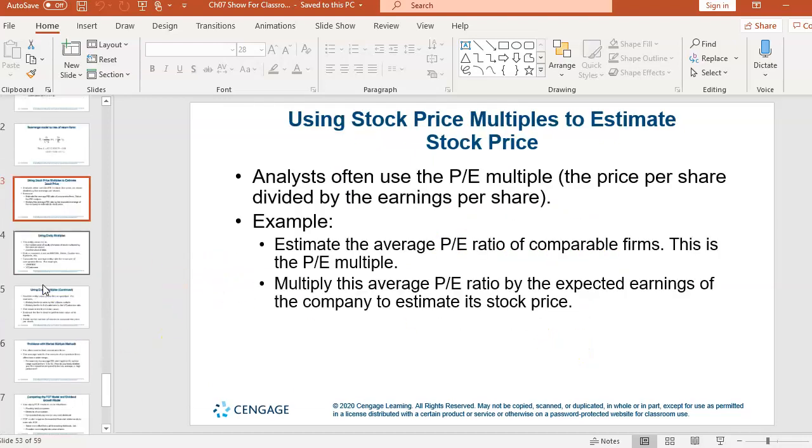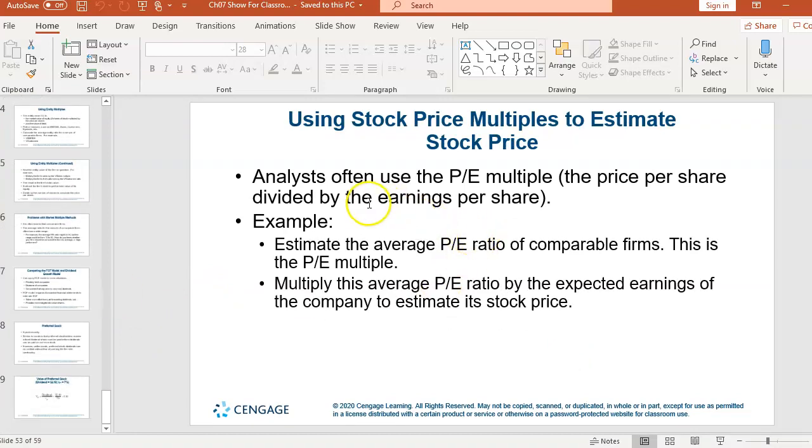Okay, and the last little section of the chapter deals with multiples. As I mentioned earlier, price to earnings. So I have to know my earnings per share. If I take the stock price and divide that by earnings per share, that's my PE ratio, which is a multiple. Basically, what that means is here's what I'm willing to pay for $1 of earnings for a stock.